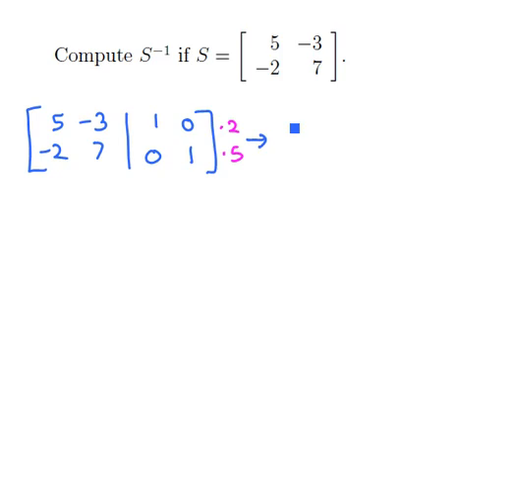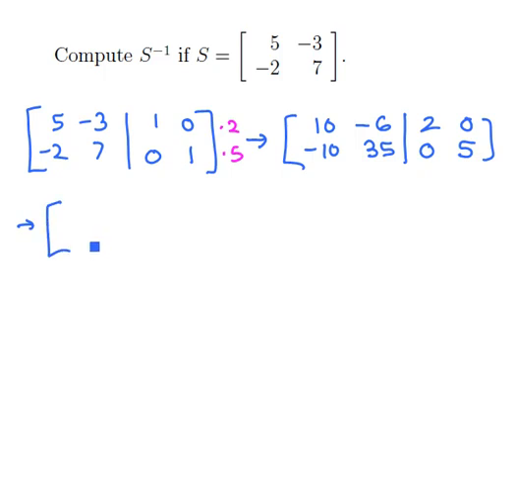This yields the augmented matrix 10, minus 6, 2, 0 along the top row, and negative 10, 35, 0, 5 along the bottom row. We can now add the top row to the bottom row to come up with 10 minus 10, minus 6 plus 35, which is 29, 2 plus 0, and 0 plus 5. And the top row remains unchanged.